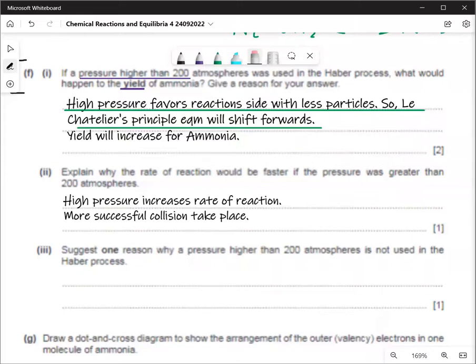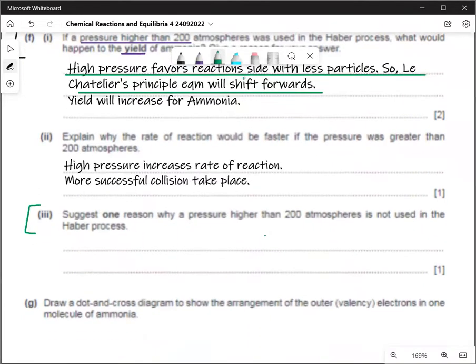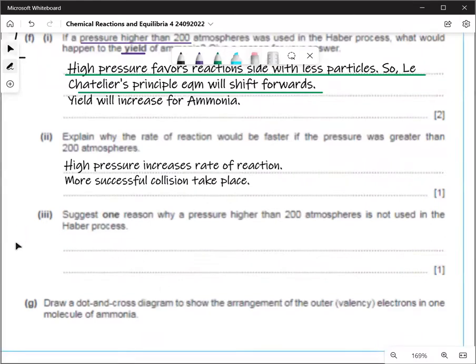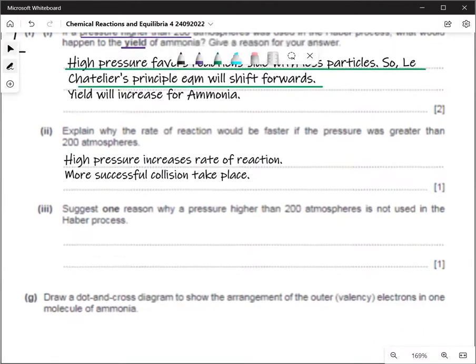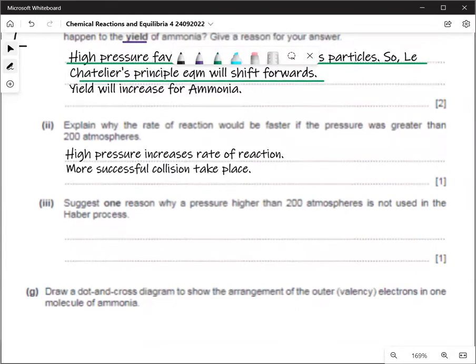Yes. Next question. Niranjana, read the question. Suggest one reason why pressure higher than 200 atmospheres is not used in the Haber process. Explain the question to me. We have to give one reason why we don't use a pressure higher than 200 atmospheres. So what is the answer? Because it is expensive and dangerous. Yeah, easy. So expensive and dangerous.